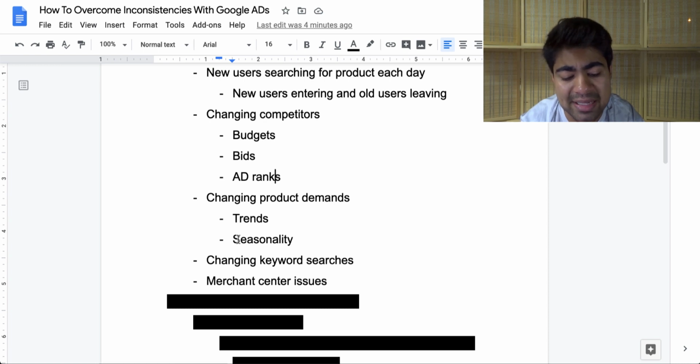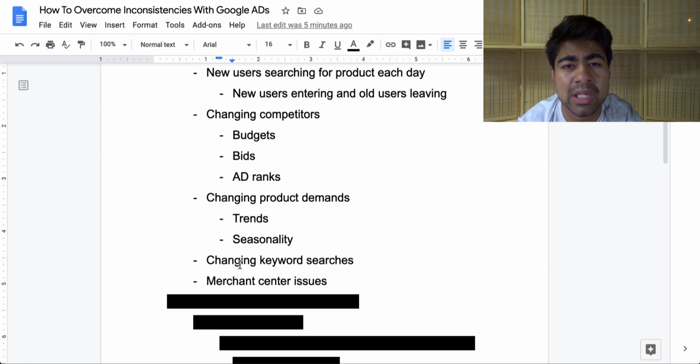Now, the next thing is changing keyword searches. Again, if a large amount of the audience today is searching for portable air conditioner, and then in the next 3 months or in the next 4 months, that keyword has completely changed to maybe portable air fan or something like that. That basically means that the keyword portable air conditioner has now gone extinct, and it will not really be searched anymore.